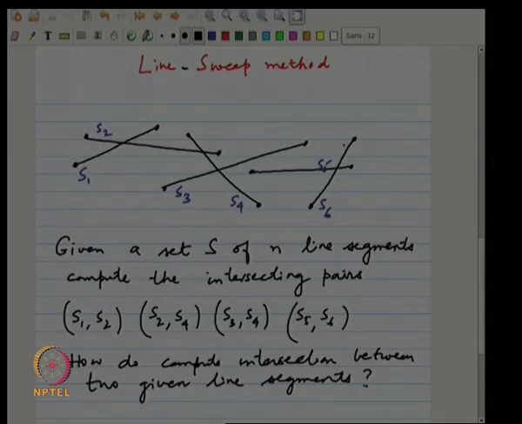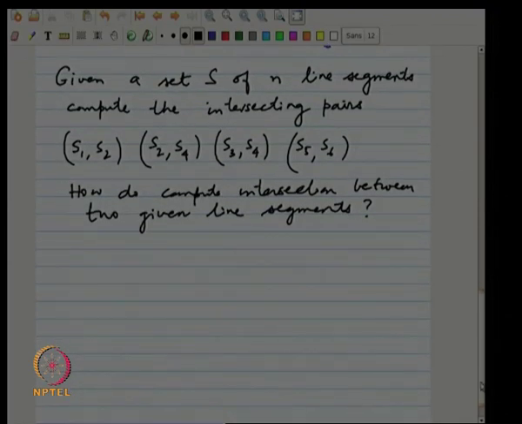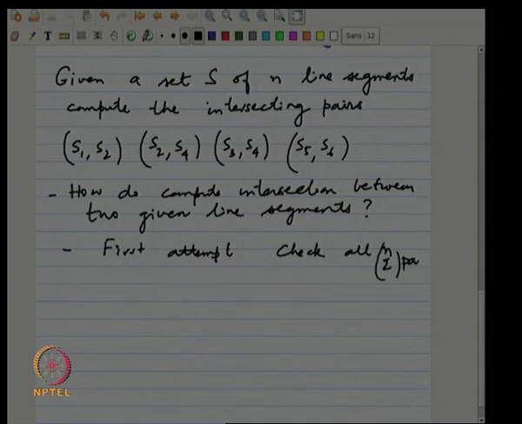Now, of course, we are not given one pair, but we are given n line segments, and I want to report all the intersecting pairs. So, what would be the most trivial approach to this? Okay, fine. The first attempt would be to check all n choose 2 pairs, just enumerate them.